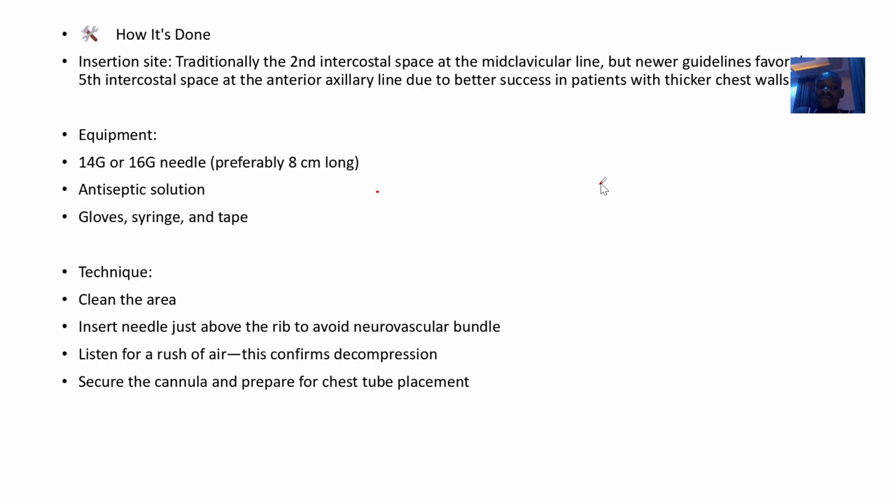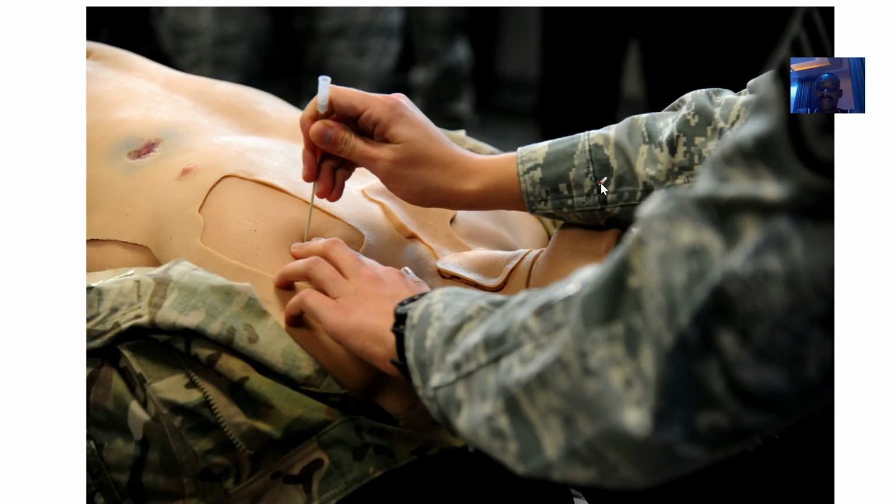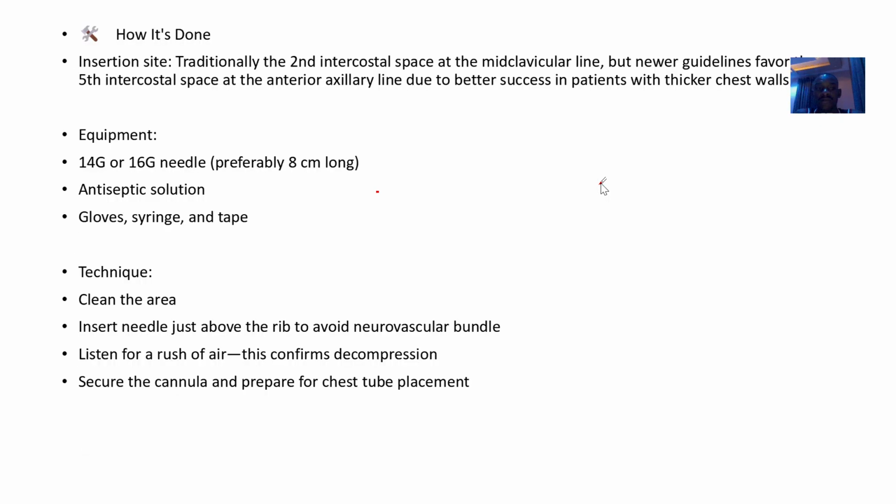So equipment: you have a 14G or 16G needle. It's about 8 centimeters long. Antiseptic solutions also, to clean the area. When you clean the area, you insert the needle just above the rib to avoid injury to any of the nerve, artery or vein that passes just close to the rib. You understand? So listen for a rush of air, and all of that.